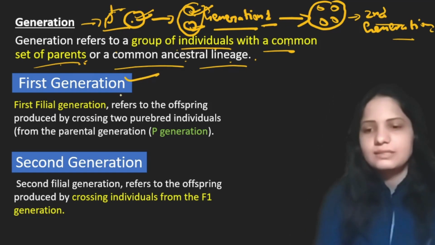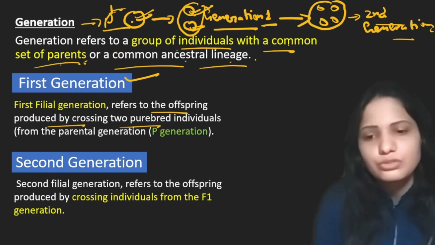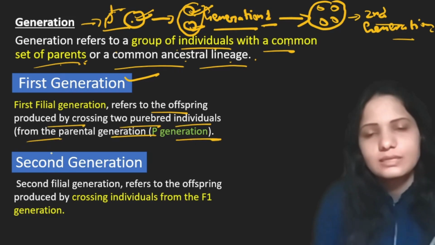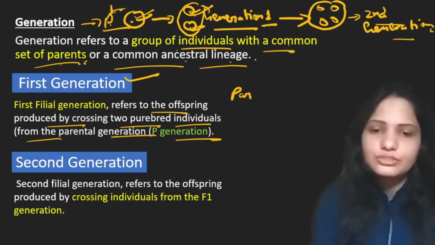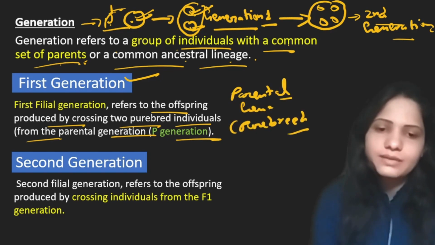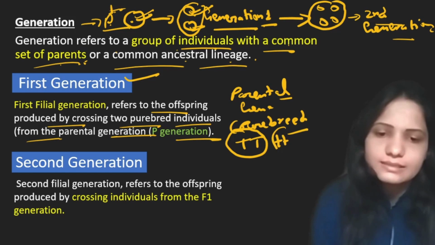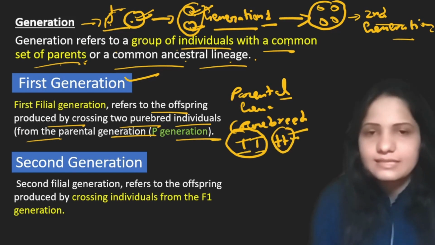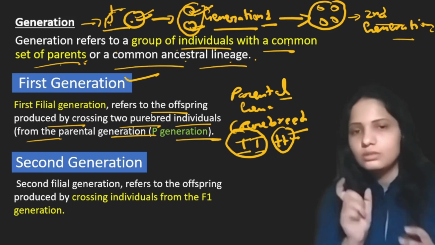First generation refers to the offspring produced by crossing two purebred individuals from the parental generation, the P generation. This is the P generation, parental generation, and it will give rise to generation 1. Parental generation is pure breed. Pure breed means that it contains the same type of alleles in the cell. Either it can be dominant allele or it can be recessive allele, but it contains homozygous condition in the cells. So this is pure breed.